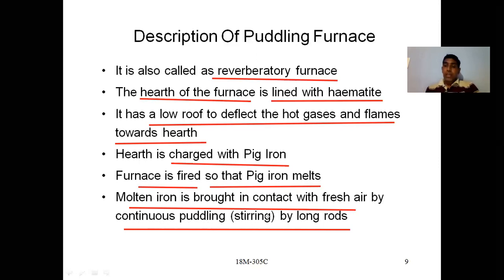Oxidation will take place. But to get oxidation, you have to puddle it. That means you have to stir the pig iron continuously. So that's why it is known as a puddling furnace. You are stirring it, and that is also known as puddling. You are puddling the molten pig iron so that it can come in contact with the fresh air and be oxidized, and you will get wrought iron by removing the impurities.